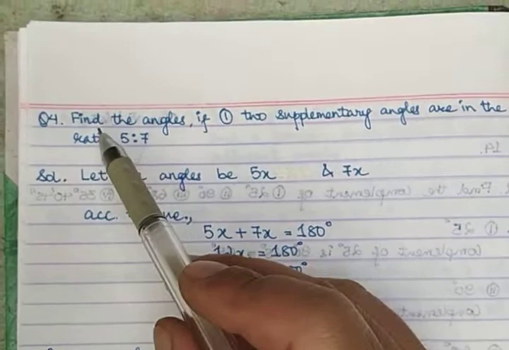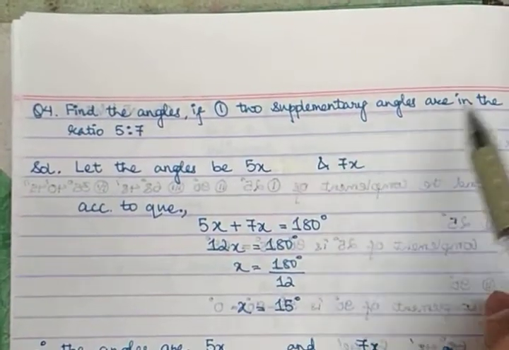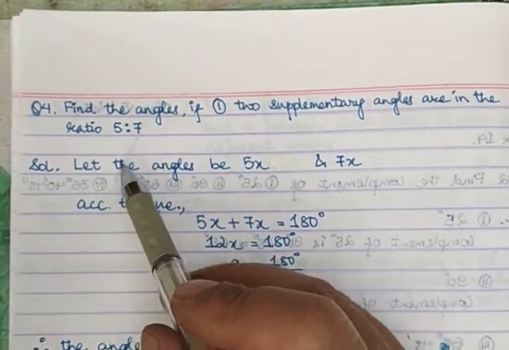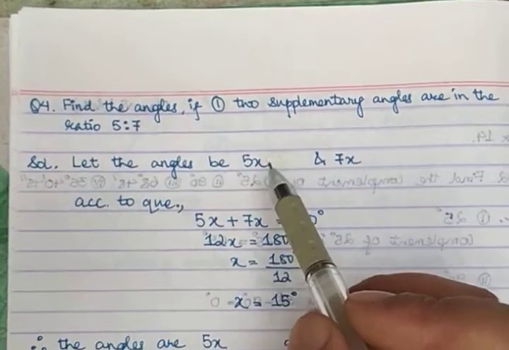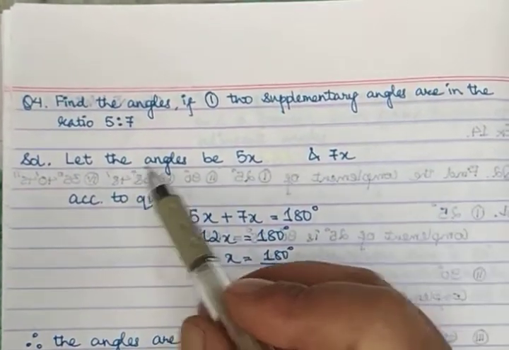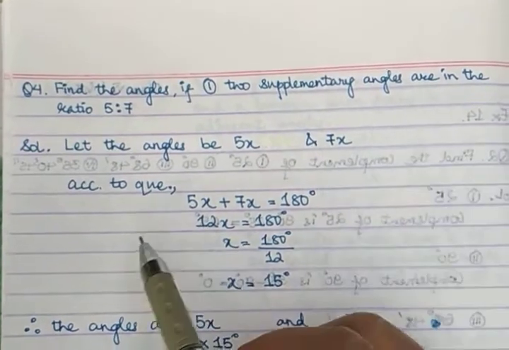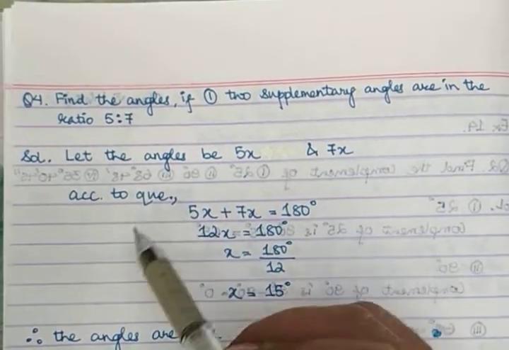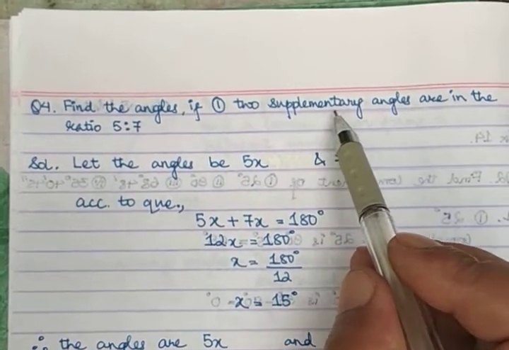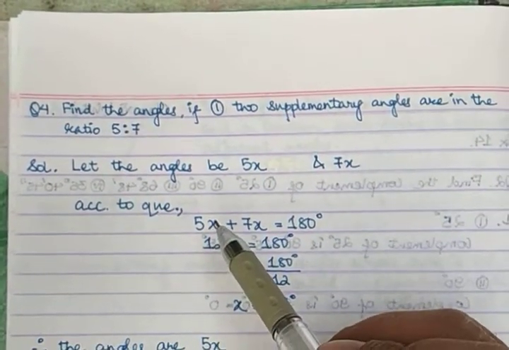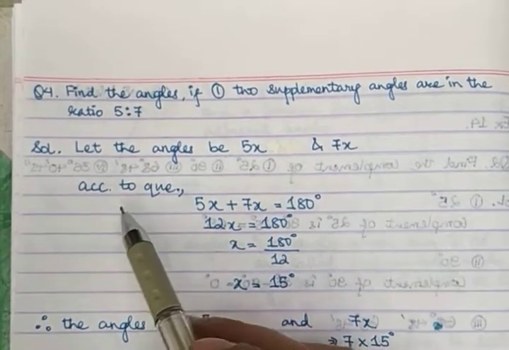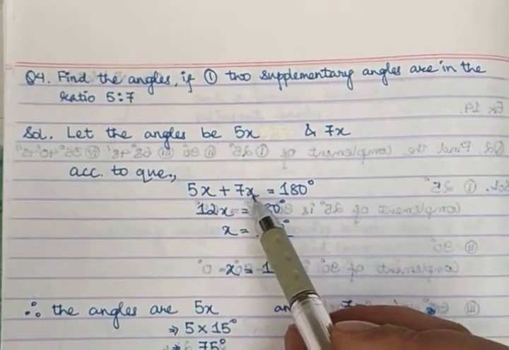So see, our question is find the angles if two supplementary angles are in the ratio 5:7. So what I have done here, I have assumed it as a whole number, a whole angle. Using a variable, let the angles be 5x and 7x. Now according to the question, we are told that those two angles are supplementary angles. So what does supplementary angle mean? That is the sum of those two will be 180 degree, isn't it? So that is why I have written, according to the question, 5x plus 7x equals 180 degree.